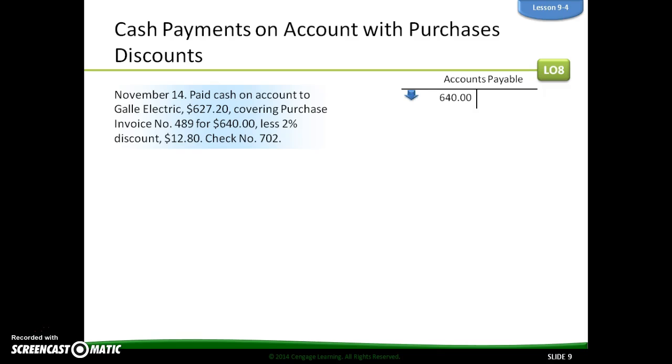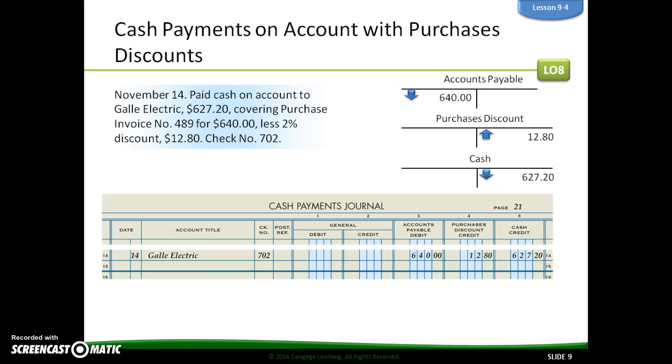So my accounts payable, I'm going to go ahead and debit that and reduce the balance of my accounts payable account by $640. My purchase discount is a credit transaction, and I'm going to increase the amount of my purchase discount, and I'm going to credit my balance in my cash account, and that means a decrease in my cash of $627.20.